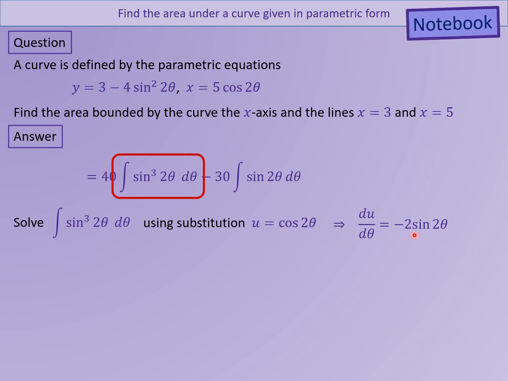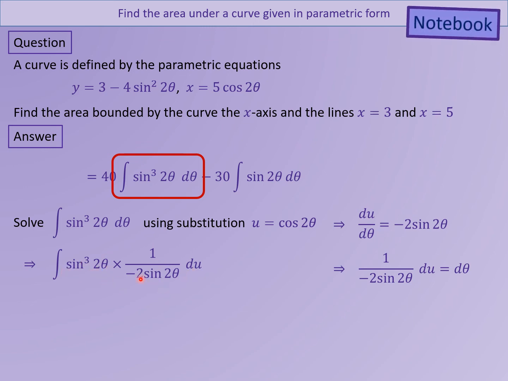Now, in fact, that and that might cancel out slightly. So when I rearrange it, I get d theta equals 1 over minus 2 sine 2 theta du. Let me put that back in. When I put it back in, I realise that some of these cancel out. So that cubed and that one will cancel each other out. The minus a half I'm stuck with, so we'll take that out. But I end up with just sine squared 2 theta du.